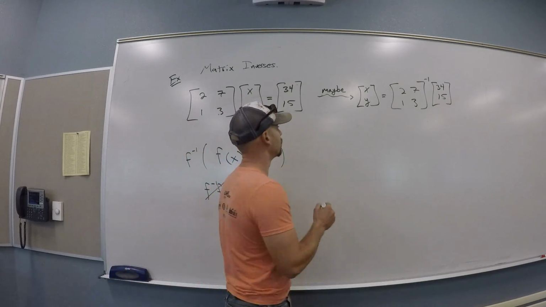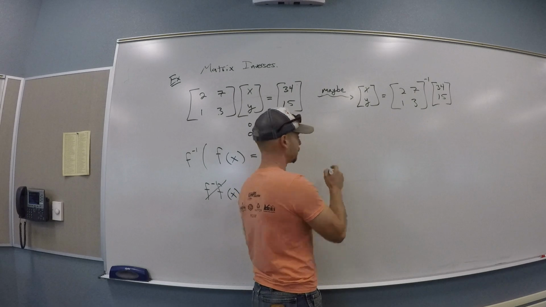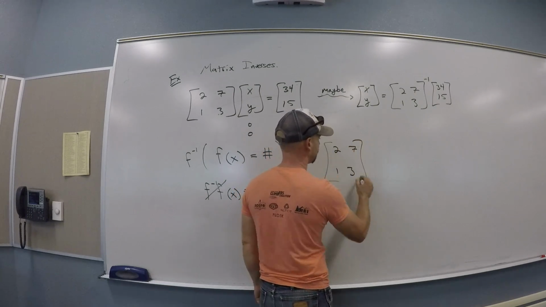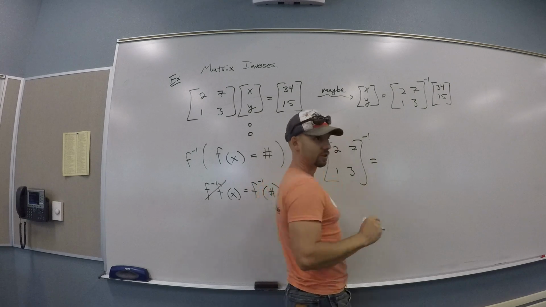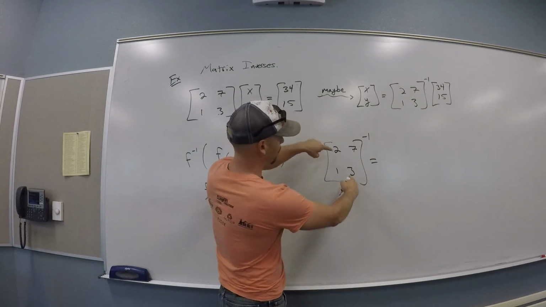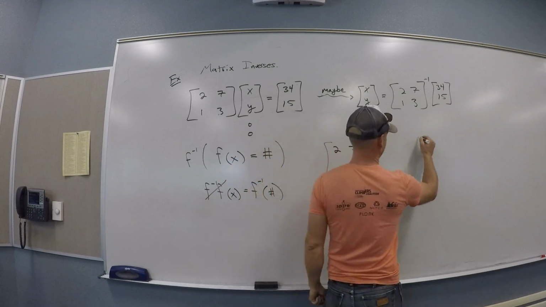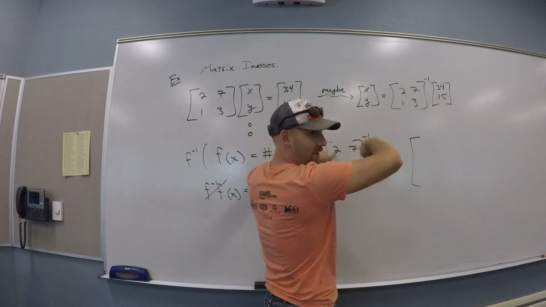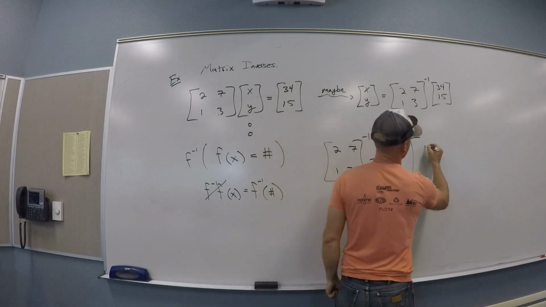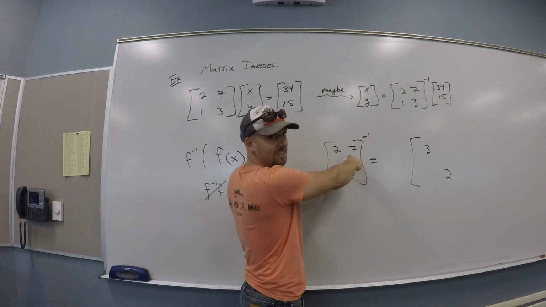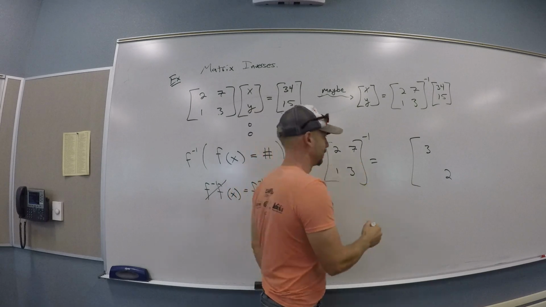So if you want to invert that thing, you take your 2, 7, 1, 3 inverse. So here's the rule. You switch these two, the two on the regular diagonal. So you swap 3 and 2. And then you switch the signs on the other two.